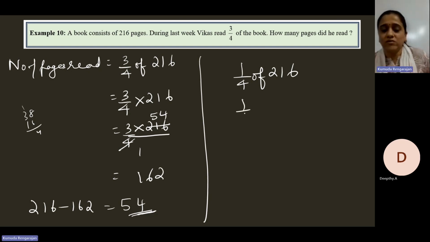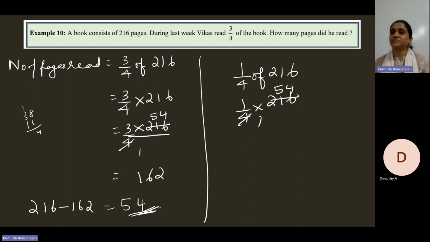Okay, so let's work this. So 1 by 4 into 216. So 4 ones are 4, 5s are 20, 54. Straight away you can get it. To find the number of pages not read, you can find the number of pages read, and then total number of pages minus read is unread. Or you can straight away find the number of pages not read by finding the corresponding fraction.